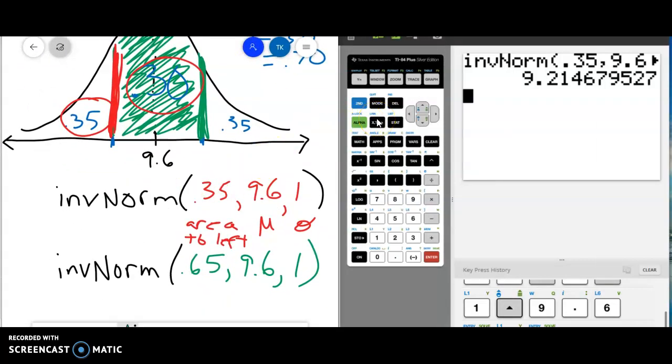So this first inverse norm is 9.2147, okay? 9.2147. That's the lower number along that x-axis there, so between that red line and the next number that we're going to find, which is the green line, between those 2 numbers, we get 30% of the data. All right, so now we're going to do the inverse norm to get the upper number.